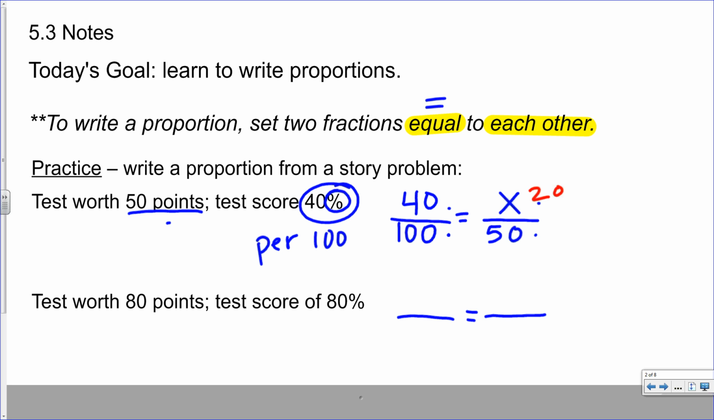Okay, you should have set up two fractions. We'll do the percent first. I know 80% means 80 out of 100. And then for the next one, the test was worth 80 points. So that was a total amount, and total goes on bottom. And I don't know what this is. This one is harder to work out mentally, so we won't worry about solving that one. I have to figure out what we would have to do to 100 to get 80. Using multiplication or division, you can't use subtraction. But today we're just setting that up.